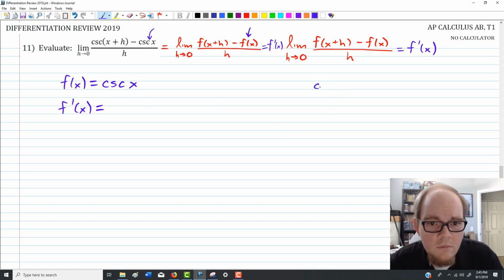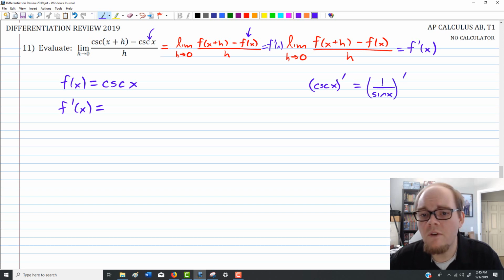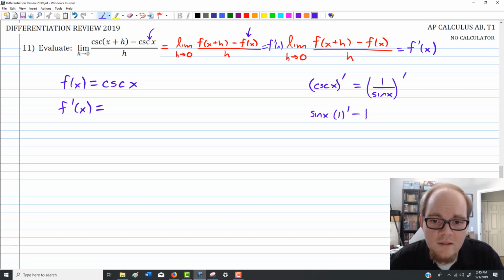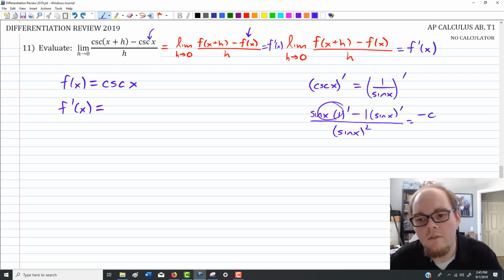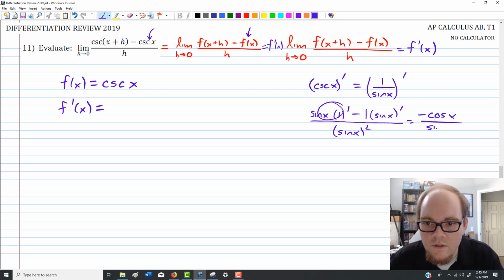Let me just remind you, cosecant of x, whose derivative we're trying to compute, is equal to 1 over sine of x. So we want to differentiate 1 over sine of x. We can do that using the quotient rule. Low is sine, high is 1. So low d high minus high d low, all over low squared. The derivative of 1 is 0, so that whole first term goes to 0. The derivative of sine is cosine, so we end up with negative cosine of x, all over sine of x squared.